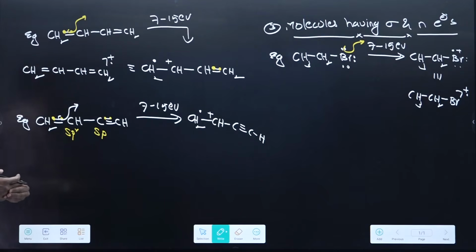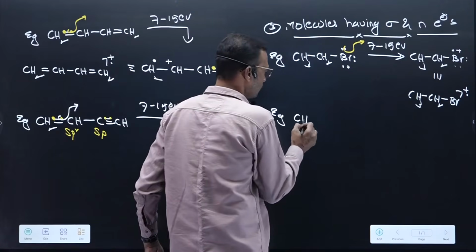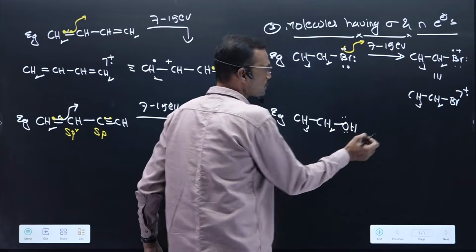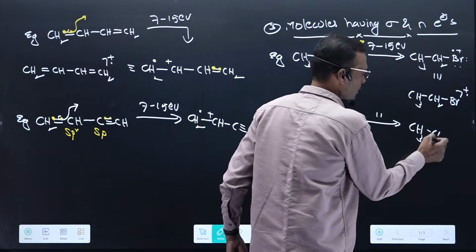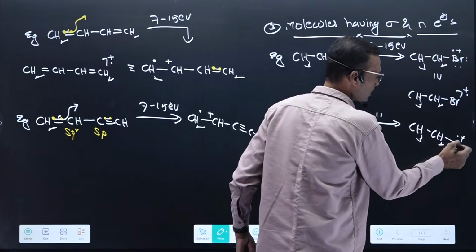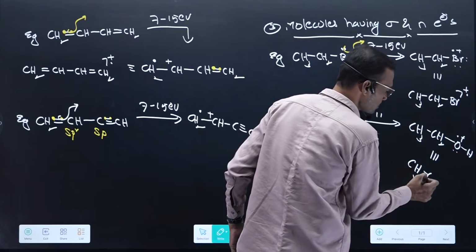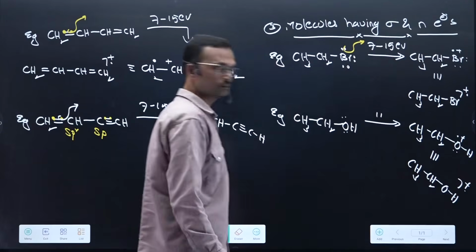Alkyl halides, and one more example is alcohols. You know, CH3CH2 and this is OH. Here how many lone pairs are present? Two lone pairs. So remove one of the electrons from one of the lone pairs. So radical cation, hydrogen, and this lone pair as it is. This can be written like this: CH3CH2OH radical cation. Alcohol.